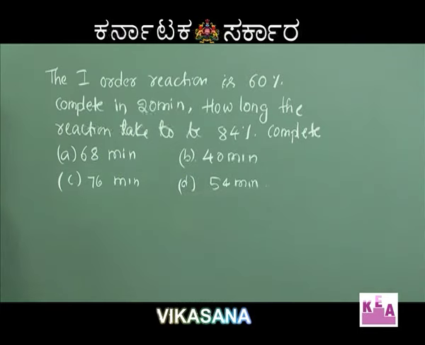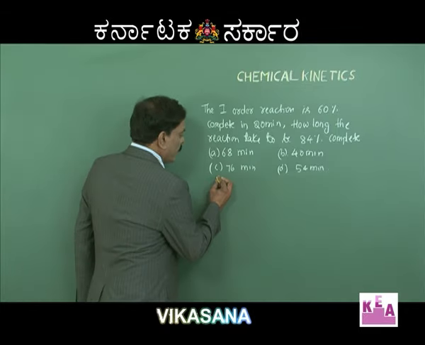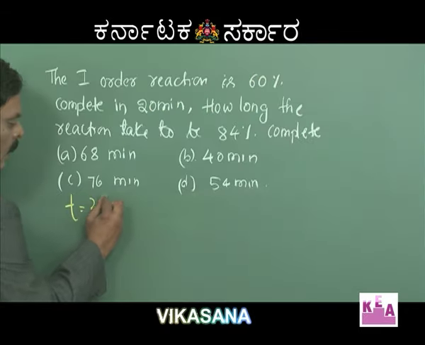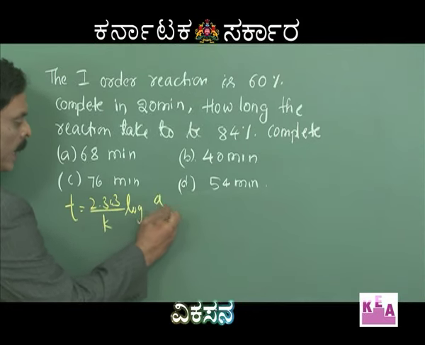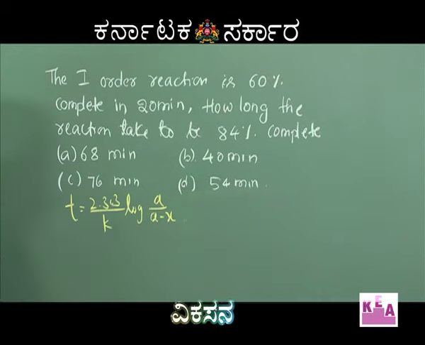Question: the first order reaction is 60% complete in 20 minutes. How long does the reaction take to be 84% complete? Option A 68 minutes, option B 40 minutes, option C 76 minutes, option D 54 minutes. Dear students, please note it is a first order reaction, and for a first order reaction t is equal to 2.303 by k into log a by a minus x.